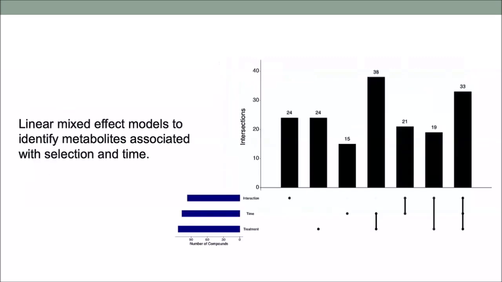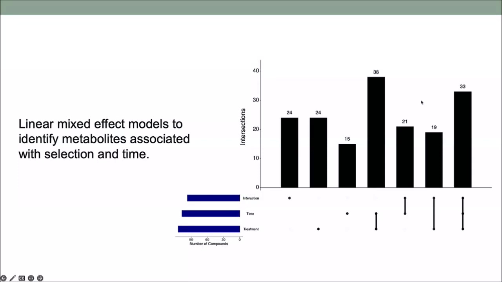So anyway, to do a little bit more work on this, we used linear mixed effect models to identify metabolites that are associated with selection and time. And this is an upset plot showing a summary of those results. Here we have the counts for the number in each category, whether that's selection, time, day, or the interaction.